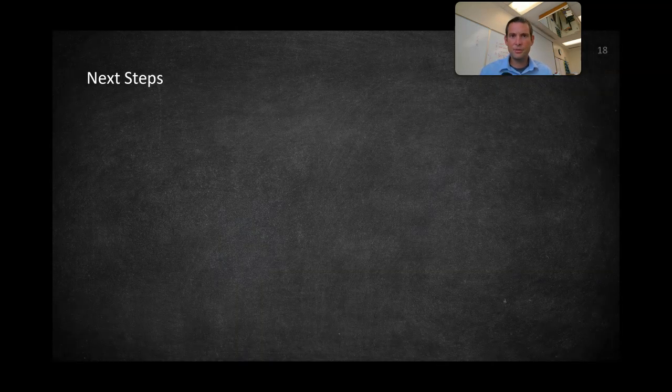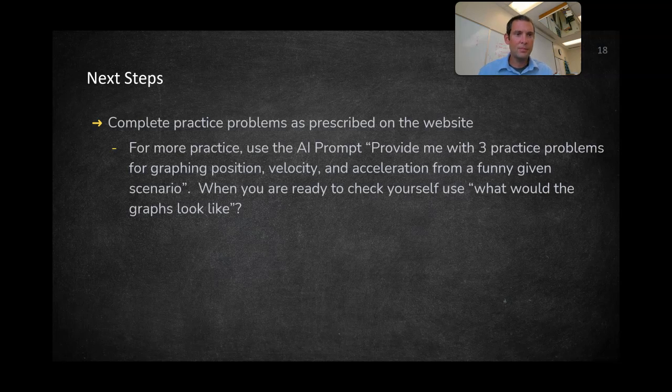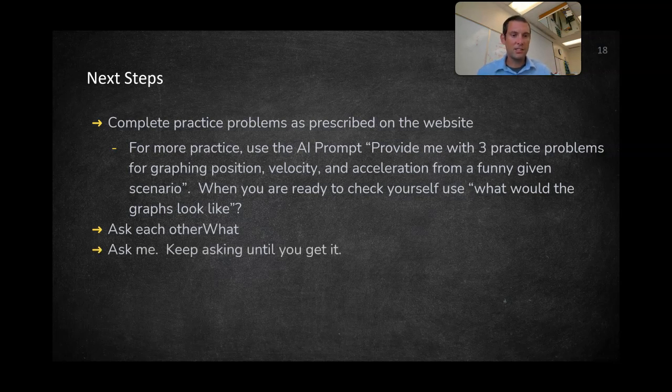I'm not going to do examples because of all of that information, but the next steps: complete practice problems as prescribed on the website. Here's your AI prompt for this lesson. Provide me with 3 practice problems for graphing position, velocity, and acceleration from a funny given scenario. When you're ready to check yourself, you can then ask what would the graphs look like, and you should get an explanation of the general look. Don't forget to ask each other, ask me, and keep asking until you get it.